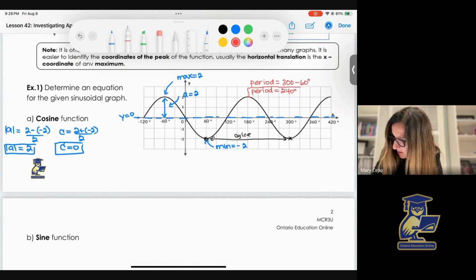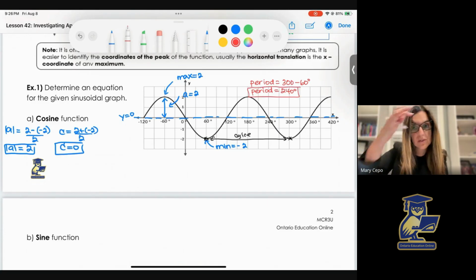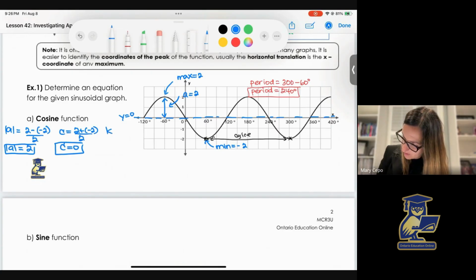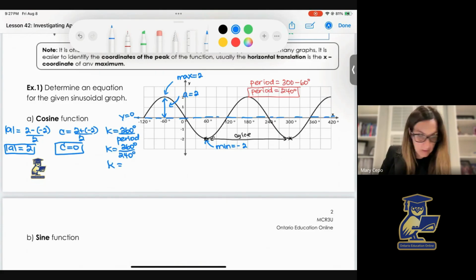Okay, you're reading it right off the graph, and that always helps us determine the K value, because K is always 360 divided by your period. So then K is equal to 360 divided by 240. So then K is equal to 1.5, or 3 over 2. K is equal to 1.5.